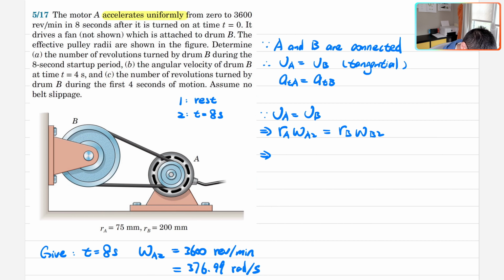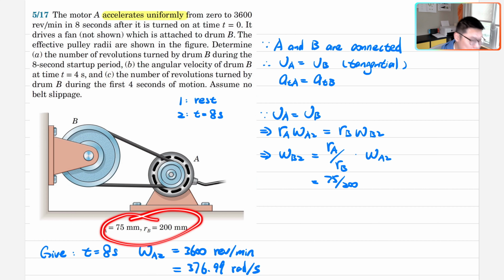Now rearrange a little bit. Omega, the angular velocity of B when t equals 8 seconds, can be calculated by the ratio of RA over RB times omega A2. Subbing the number here, 75 over 200.